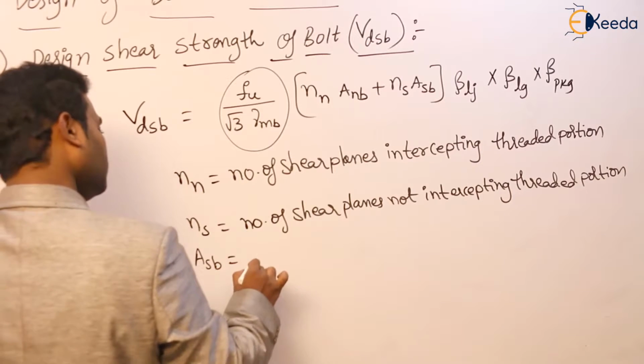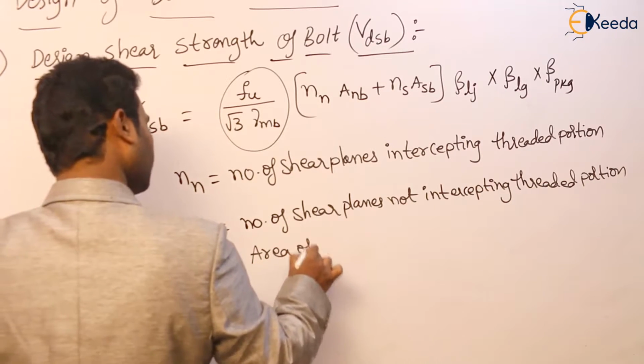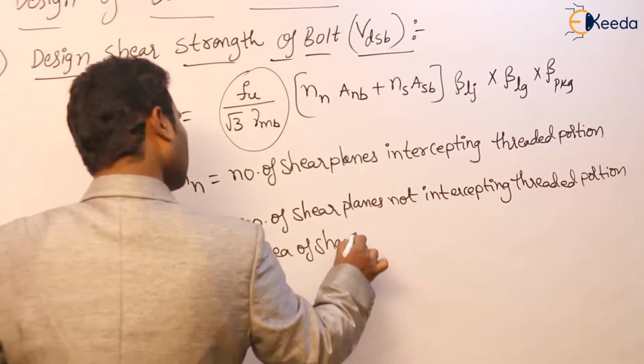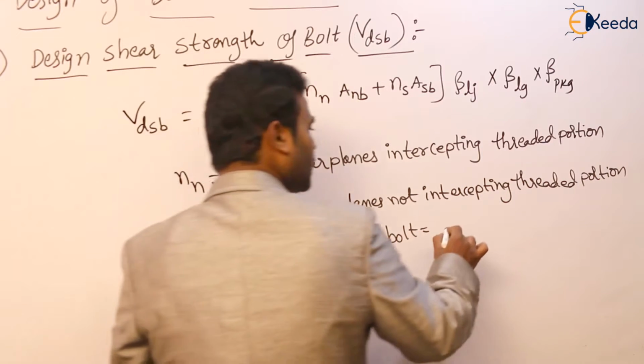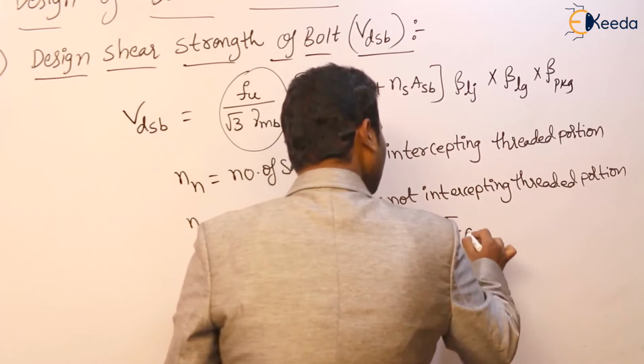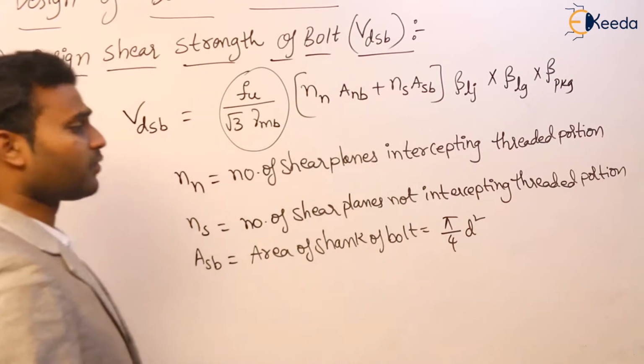And ASB is the area of the shank of the bolt. So what is the area of the shank of the bolt? It is simply pi by 4 d square. That is the circular area, so pi by 4 d square.